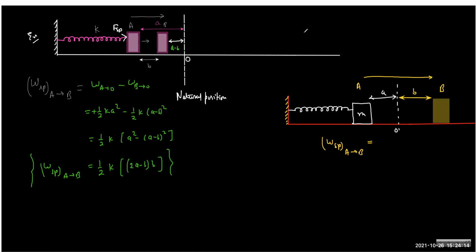We're trying to go from A to B, and in the journey we cross the natural position. And what I said is the work we can write only from any position to natural or vice versa. We cannot write the answer from A to B directly. So how are we going to bifurcate this journey? First journey will be from A to O, correct, and then O to B. That's your journey.